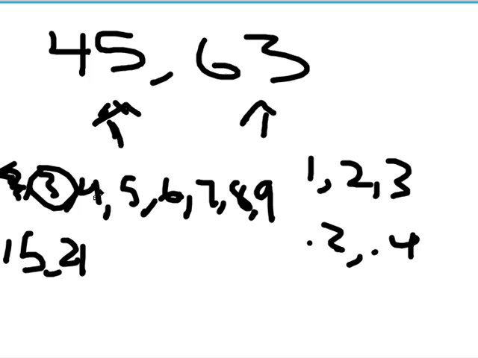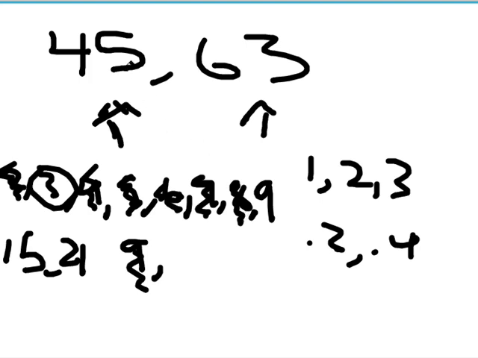45 divided by 4, that's a decimal, so that's not going to work. 45 divided by 5, that's 9. 63 divided by 5, that's a decimal, so that's not going to work either. 45 divided by 6, that's a decimal, so that's not going to work. 45 divided by 7, that's a decimal, that's not going to work. 45 divided by 8, that's a decimal, and it's not going to work. 45 divided by 9, that would be 5.